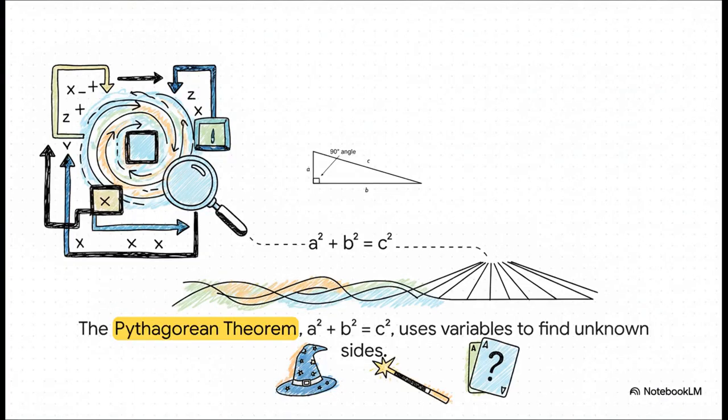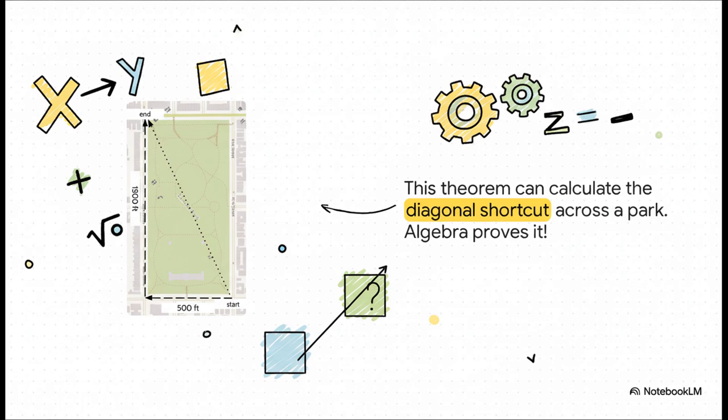I mean, look at one of the most famous equations in all of history, the Pythagorean theorem. a squared plus b squared equals c squared. That little formula uses variables to lay out a relationship that is true for every single right triangle in the universe. It's incredible! And it's not just for textbooks. This has super practical uses.